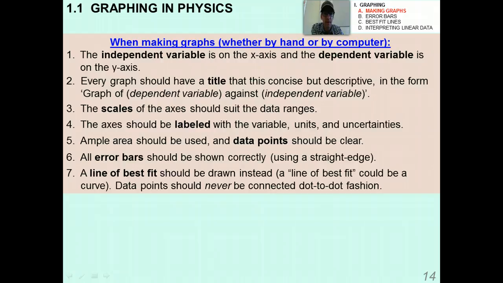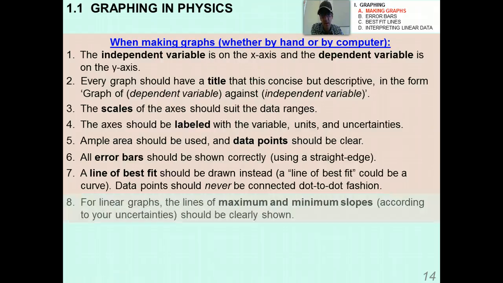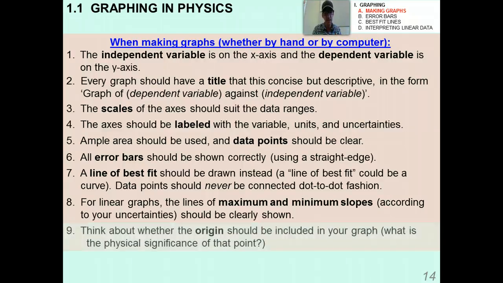The line of best fit should be drawn. Could be a curve. Don't ever connect the data points dot to dot. You know that. You learned that a long time ago. For linear graphs, the lines of max and min slopes according to your uncertainty should be clearly shown. You don't know how to do that yet. I'm going to teach that to you.